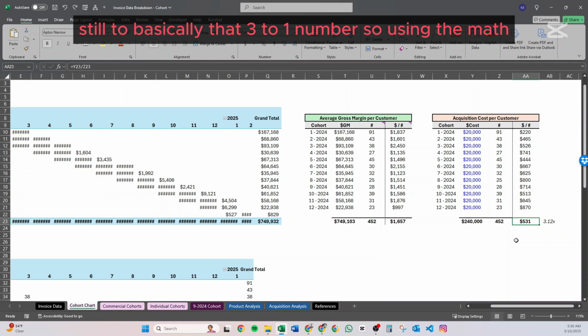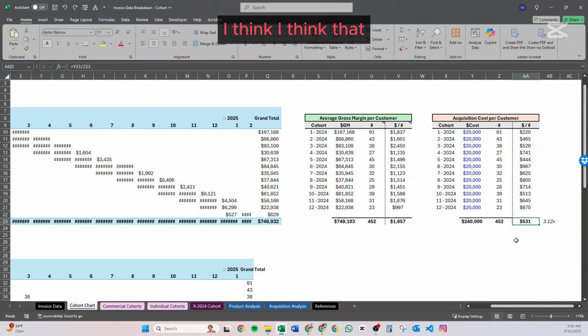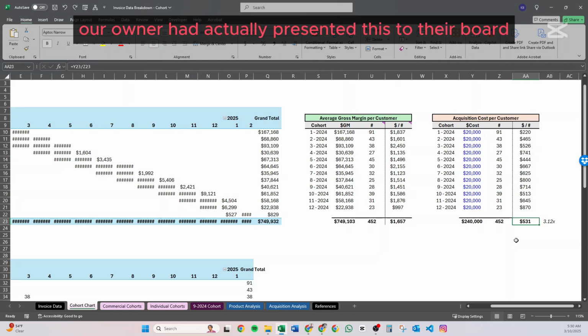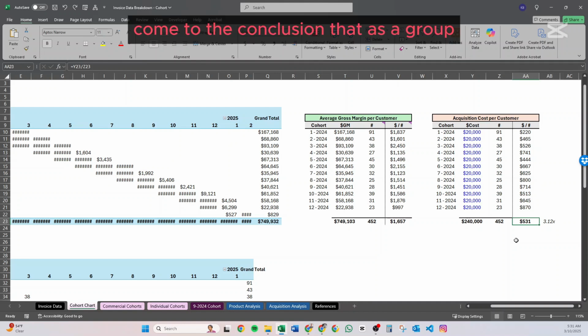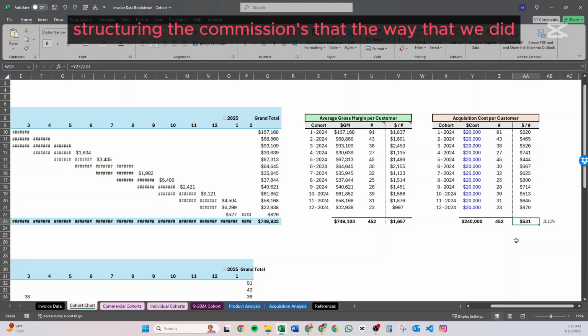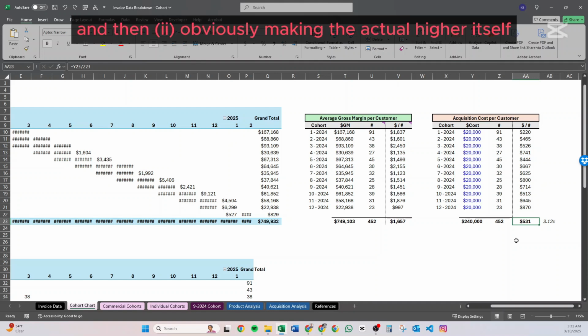So using the math, I think that our owner had actually presented this to their board to come to the conclusion, as a group, to make the decision for one, structuring the commissions the way that we did, and then two, obviously making the actual hire itself.